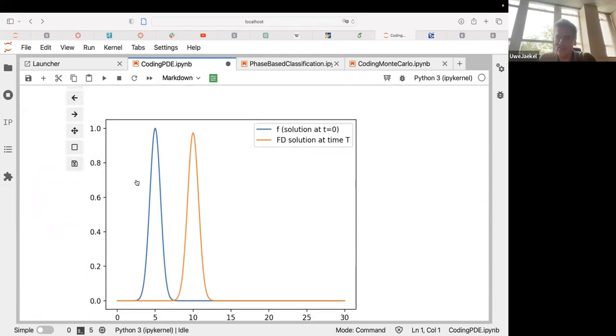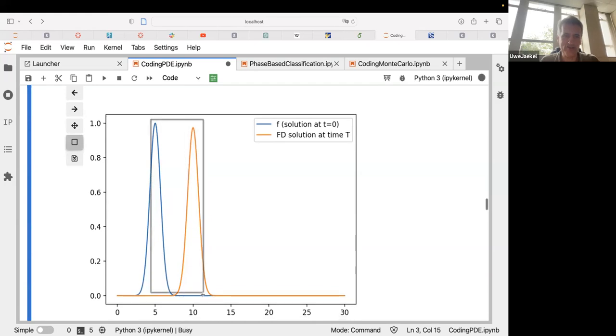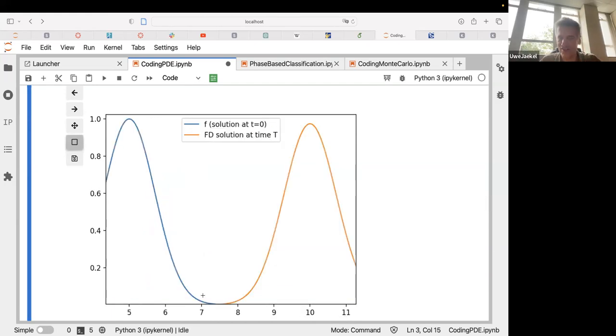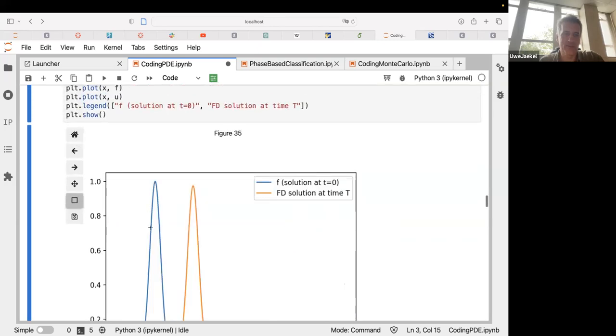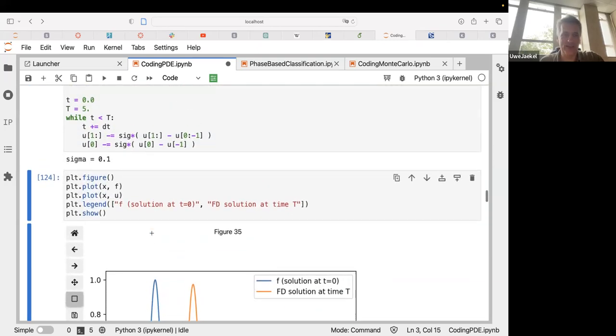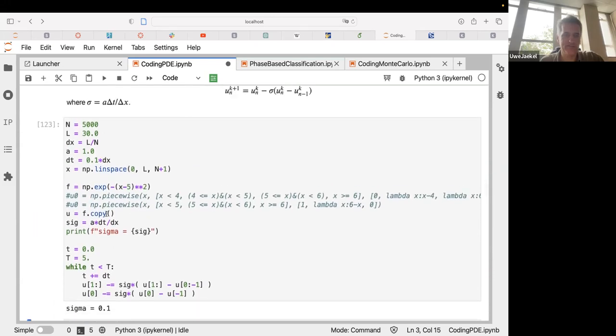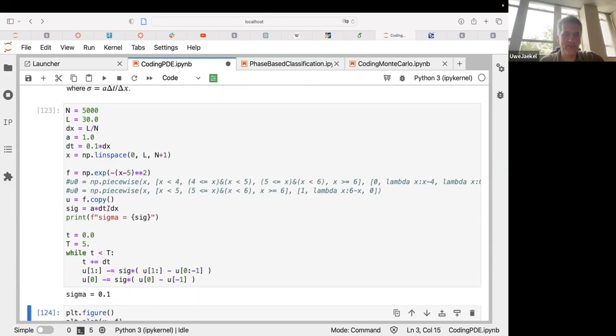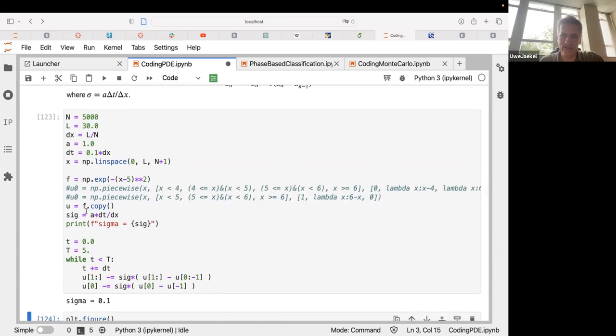So one possibility is to decrease the grid size, which of course requires more computation. Of course, the nice thing is you get a finer resolution. The solution looks nicer, very smooth, but computation time gets longer.